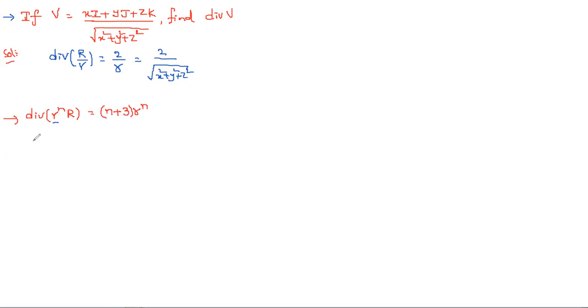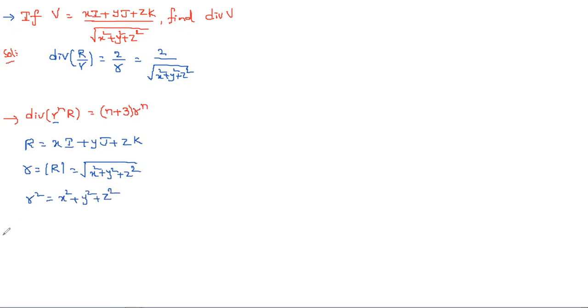Already we know that capital R is xi plus yj plus zk, and its magnitude mod R, which is r, is the square root of x square plus y square plus z square. Then r square is equal to x square plus y square plus z square. By applying partial derivatives, the derivative of r with respect to x is x by r, with respect to y is y by r, and with respect to z is z by r.